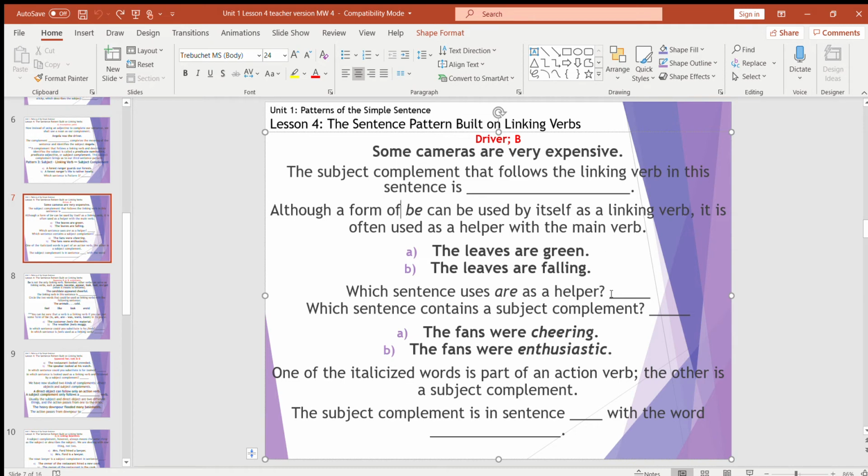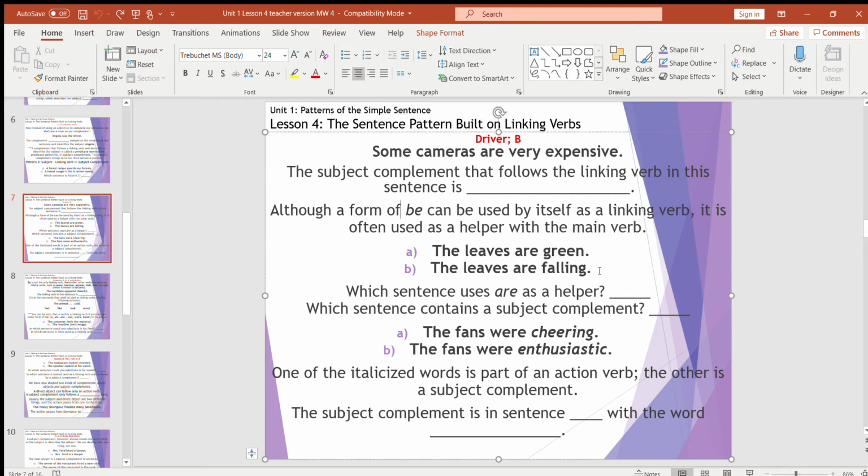Both sentences have the verb are, but one has it being a linking verb, the other has it being a helping verb, right? It's either helping an action verb or it's just by itself. So the way to tell is to look at the words at the end, right? We've got green and falling. So which sentence uses are as a helper to an action? Well, which of those two things can you do? Can you green something or can you fall? I would say fall, so that would be B.